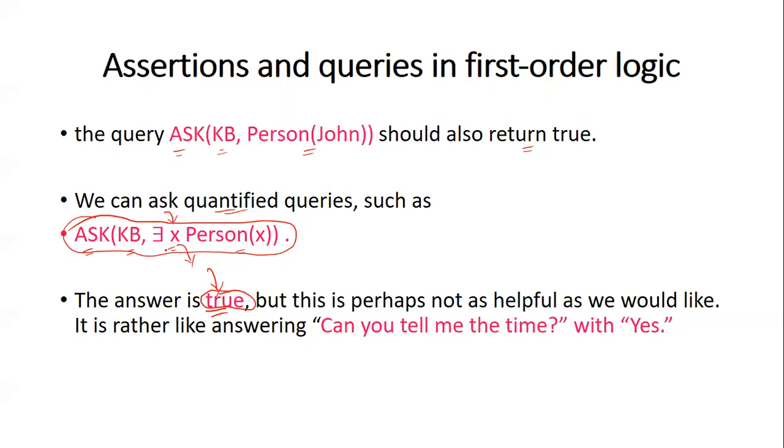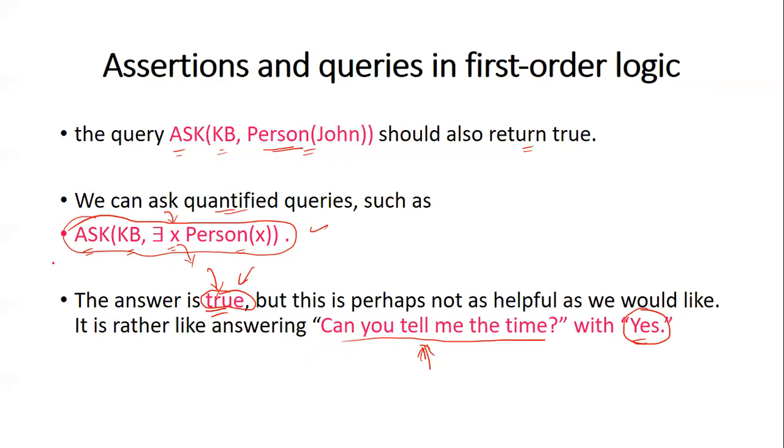We want to know who that person is. Getting true as the answer is like asking somebody, can you tell me the time? The intention of the question is that you want the time. But if that person responds with yes, and doesn't tell the time, the purpose is not served. This is similar. Here we don't want yes or no as the reply. We want to know who that X is.